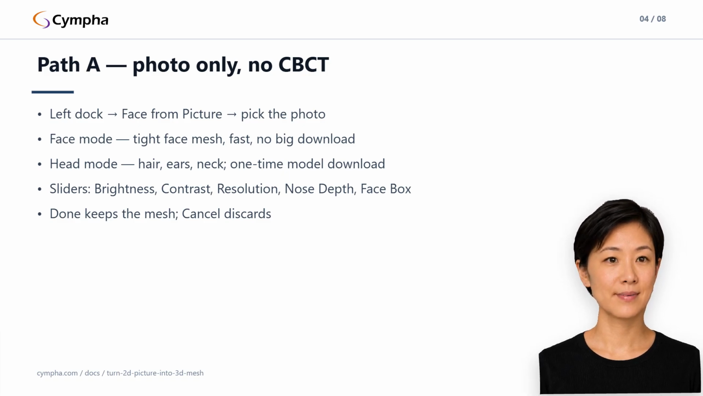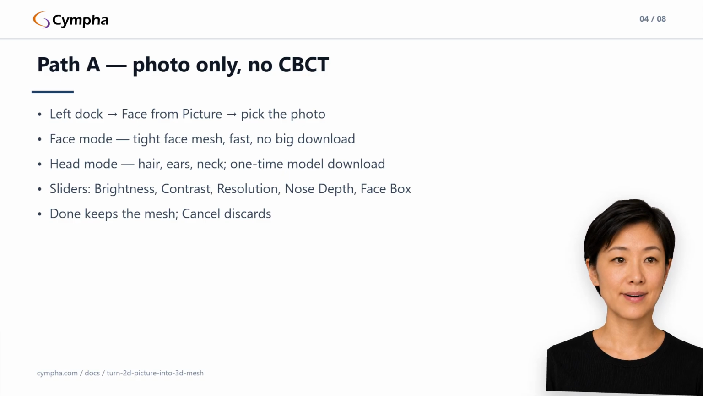Nose projection is the most variable dimension. And Facebox, when it's shown, expands the cropped region the AI actually sees. Reach for it if the reconstruction seems to be missing the edges of the face. When the profile looks right, Done keeps the mesh, Cancel discards it.